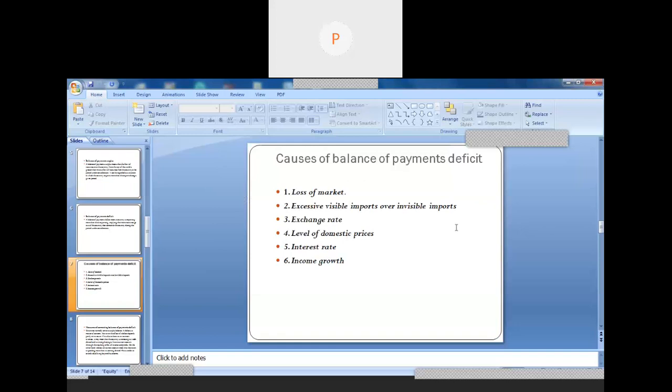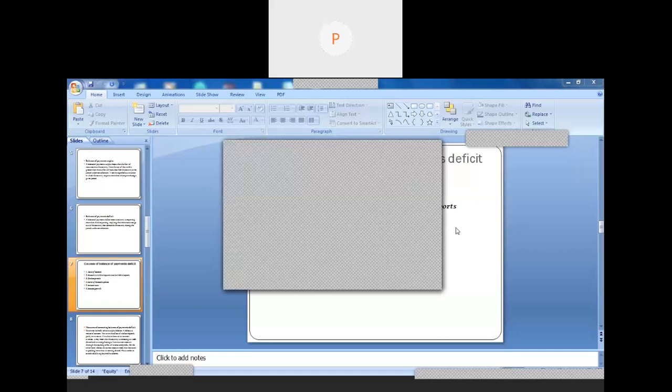Third point which I have written is exchange rate. A country with an overvalued currency will be likely to import more, and a country with a less overvalued currency, or vice versa. It means that this would lead the country to pay more than it is receiving, and as a result, experience a balance of payment deficit, right? So a country with an overvalued currency will import more and export less.